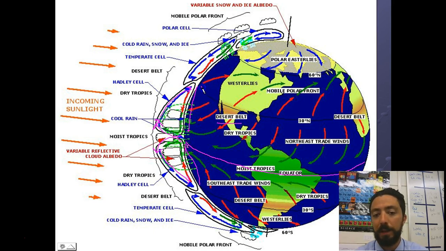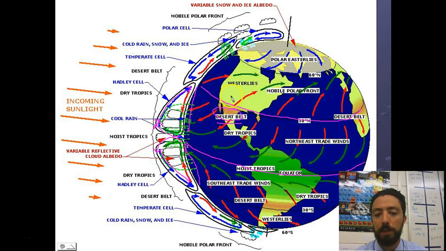The reason why it's called the desert belt is this cool air has already precipitated out all of its moisture, or the majority of its moisture. And so because it's already precipitated out most of that moisture, there's very dry air coming down here at 30 degrees north or 30 degrees south. And that dry air is responsible for forming some of these deserts, right?